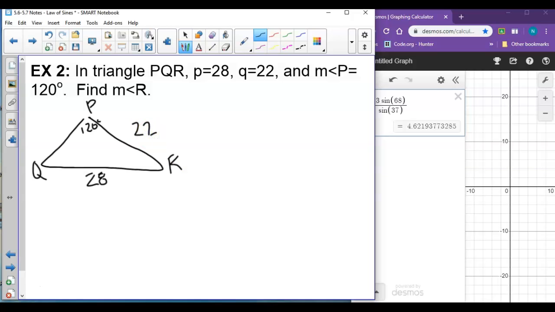Now, in this case, I do have to be careful because I have an angle right here, that 120, and I have two sides, and that angle is not between those two sides. The angle between those two sides is right here at R. So what I have here is I've got angle side side. So I have to watch out for this. I'll show you how to check for ambiguous case as we go along.